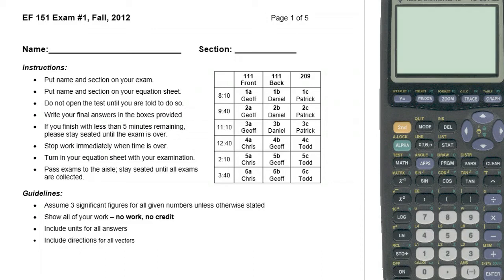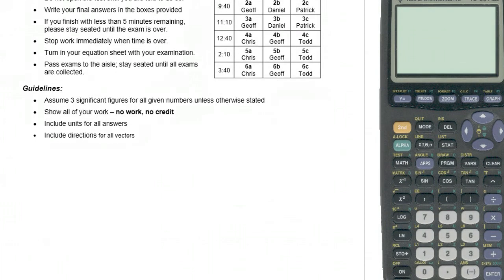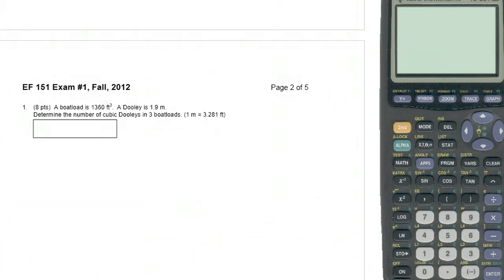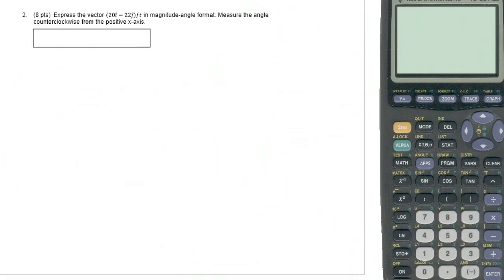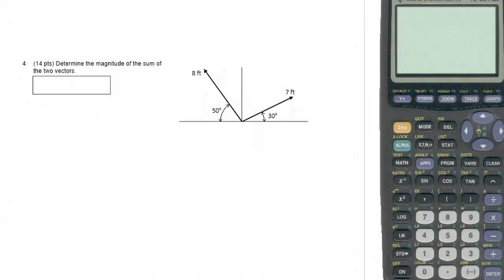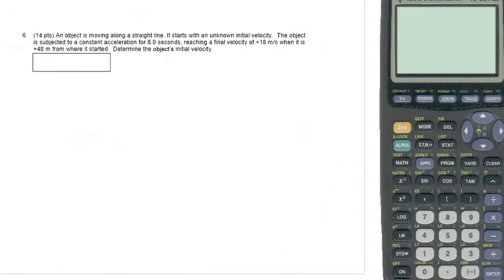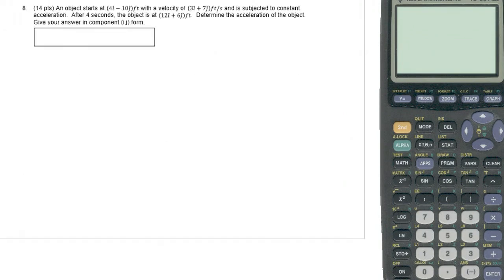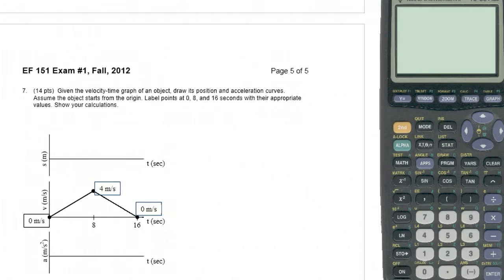Here's the fall 2012 Exam 1 from EF 151. We'll work through this one problem at a time. Be sure to read over the instructions, put your name and section on the cover page. If we look through the exam real quick, we have two 8-point problems, and then six 14-point problems.